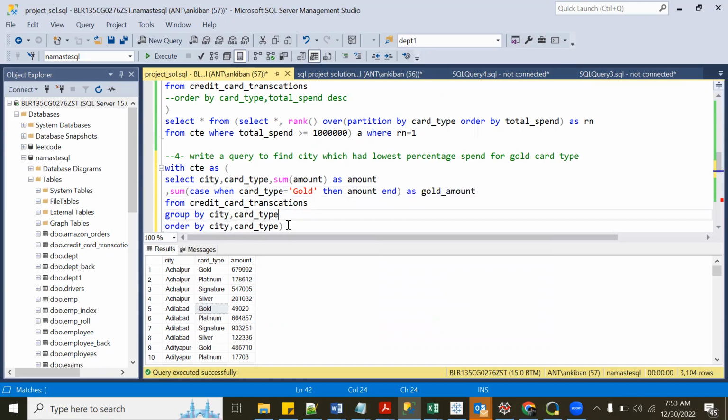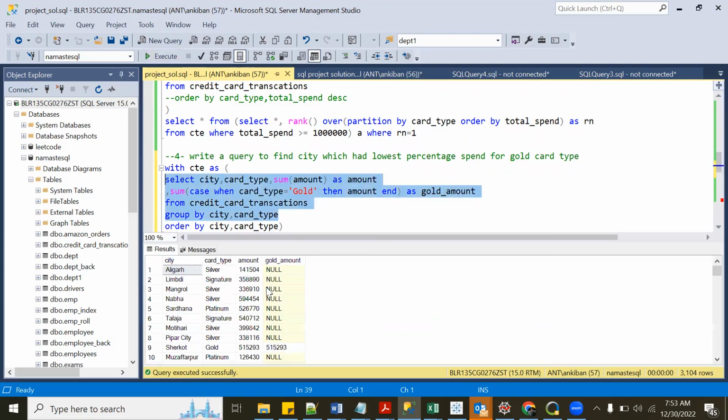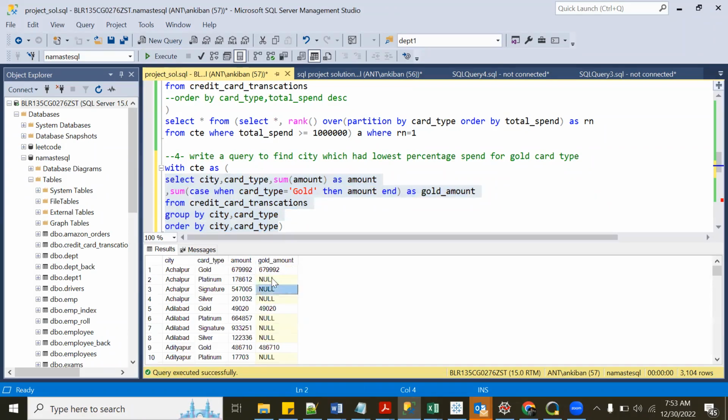And let's run this. Okay, so I'm getting gold amount. If you see, I have got the gold amount here, right? Everything else is null, isn't it? So I have the gold amount, and this is the normal amount for each card type. Only in case of gold do I get this value, everything else is null.